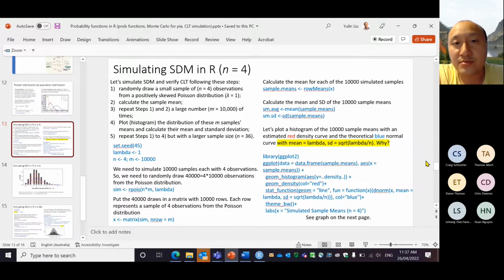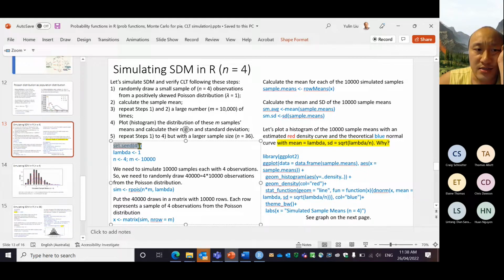Then we increase the sample size to 36. Every time we draw a sample of 36 observations, and we draw 10,000 samples from the Poisson distribution with lambda equal to 1. Then we plot the histogram and see how it looks. I can tell you that when the sample size is larger, 36, the distribution of the sample means will look very, very normal. All right, so let's copy the code and see what happens.